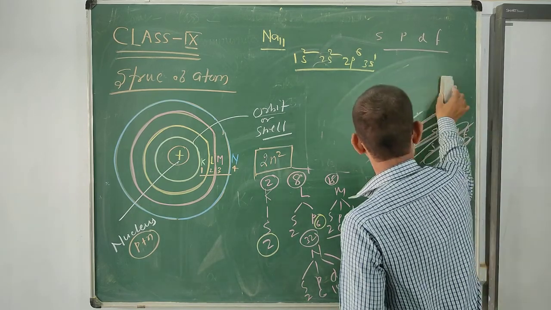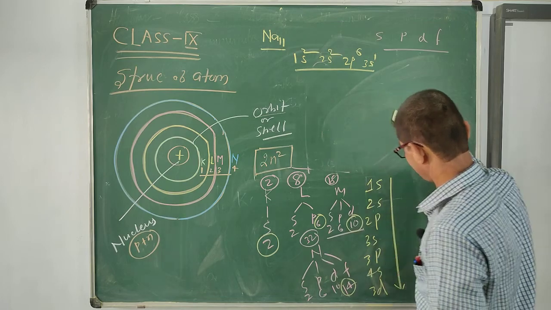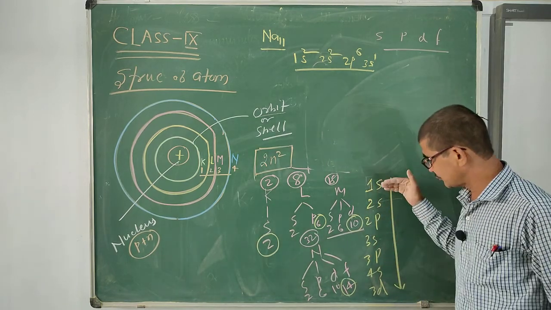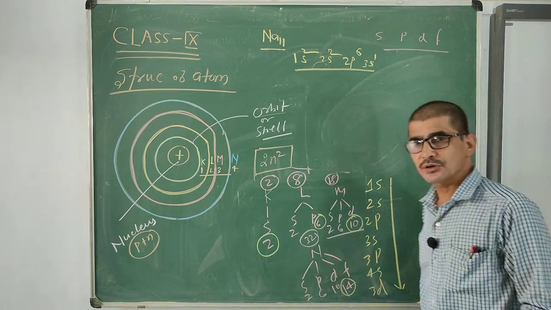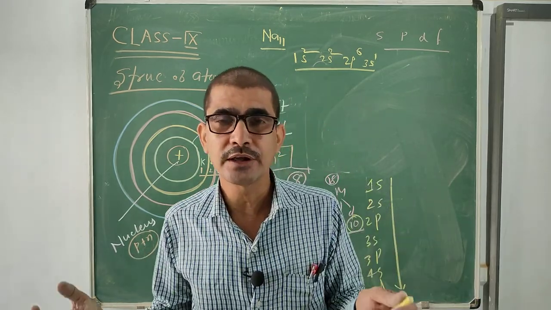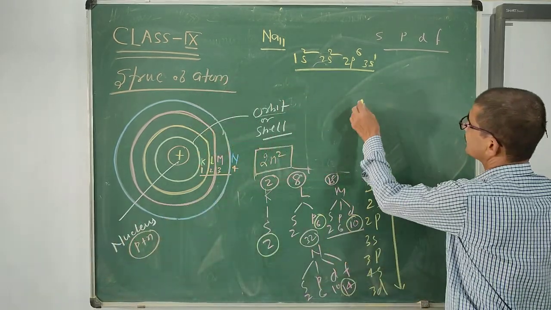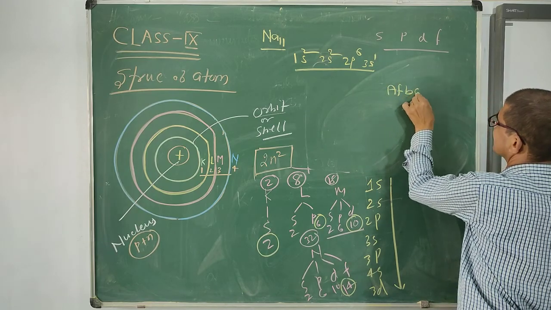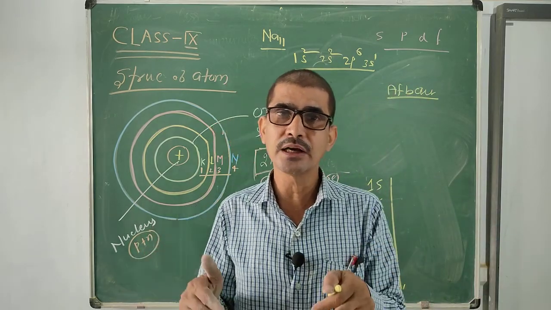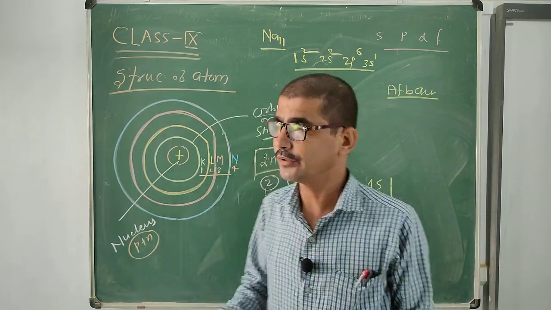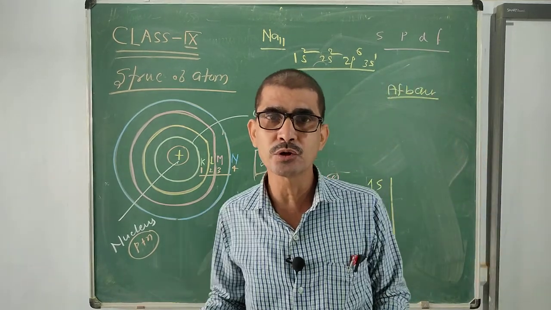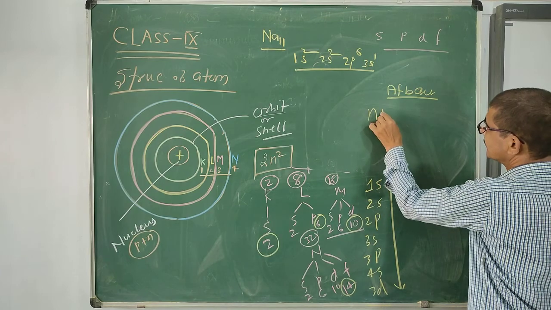Now the question is, why does an electron enter at first 1s, 2s, 2p, 3s, 3p? Actually, electron entry into the orbital is based on the Aufbau principle. Aufbau is a German word, it means filling up or building up of electrons. So electrons enter into the orbital based on the n plus l rule.